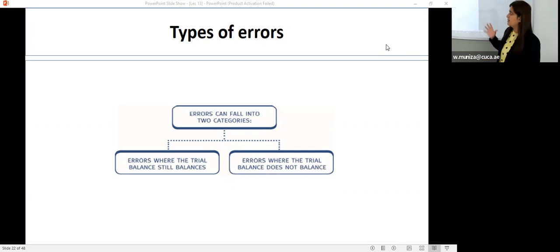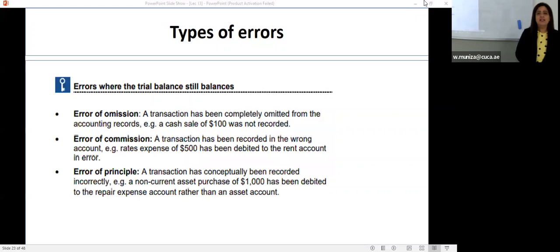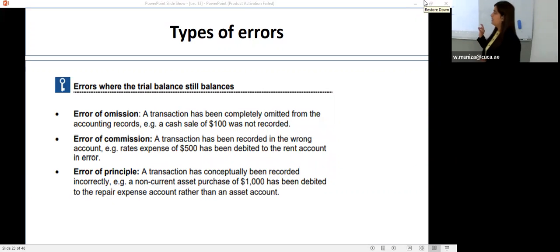So they say errors can fall into two categories: errors where the trial balance still balances, and errors where the trial balance does not balance. First, we are going to look at the first category, that is errors where the trial balance still balances.